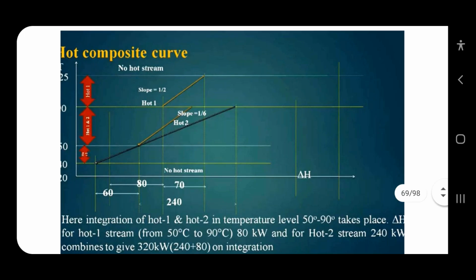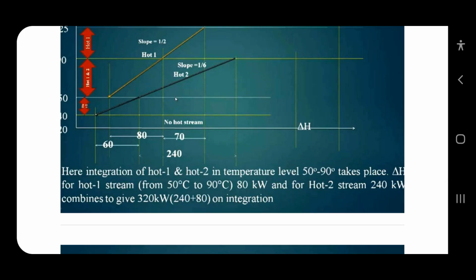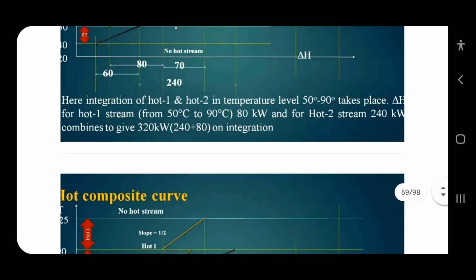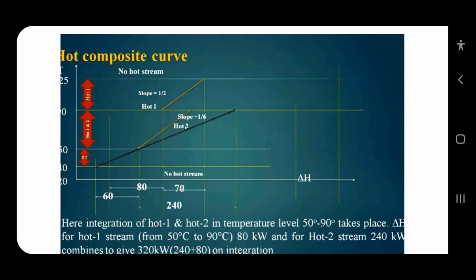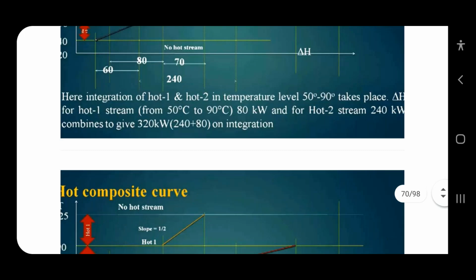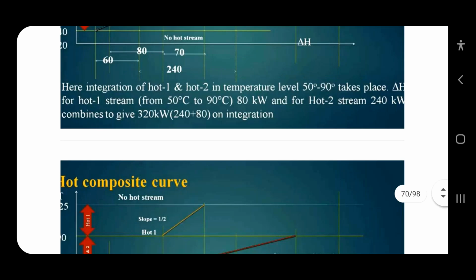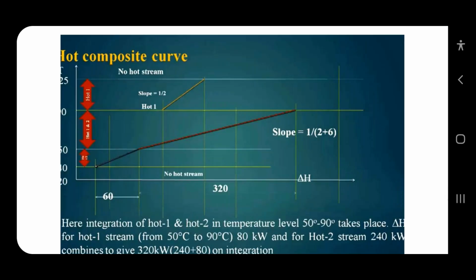So here they shifted the hot stream 1 curve to touch hot stream 2. They shifted over here, and then in the next part they add CP1 plus CP2, that is delta H1 plus delta H2 for both stream curves, and you will get the total delta H, that is the complete diagonal. So here the slope is 1 upon 2 plus 6. 2 plus 6 is nothing but the CP value.